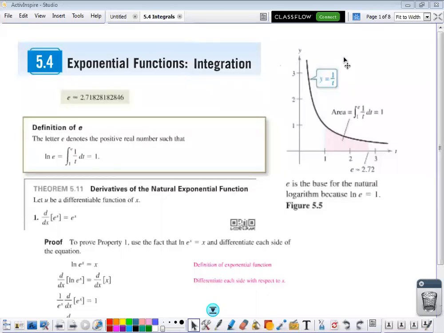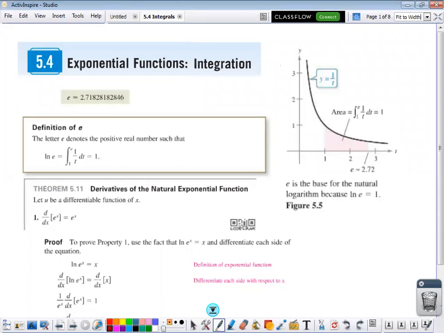Okay, students, this is section 5.4, exponential functions integration. So you've learned in the past that the derivative of e to the x equals e to the x, and so therefore you can assume that the integral of e to the x is also going to be e to the x. Now you will have your chain rule involved, so looking at the integral of e to the u would be e to the u du. So we will have to look at that.